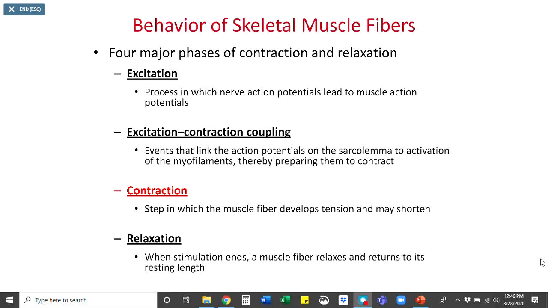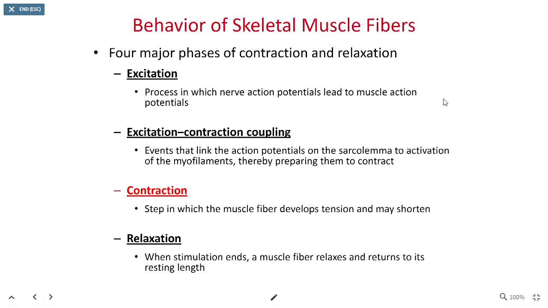So right now, let's dive in. This is review. We've already covered this. As we look at our muscles, skeletal muscle fibers are going to have these big characteristics. First, we can have excitation. This is when our nerve electrical signal, the action potential from our nerve, causes the muscle to have an action potential or electrical signal.